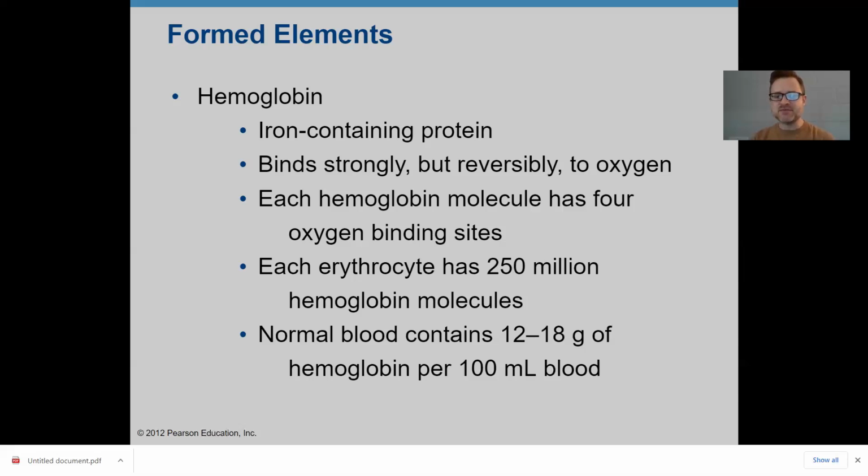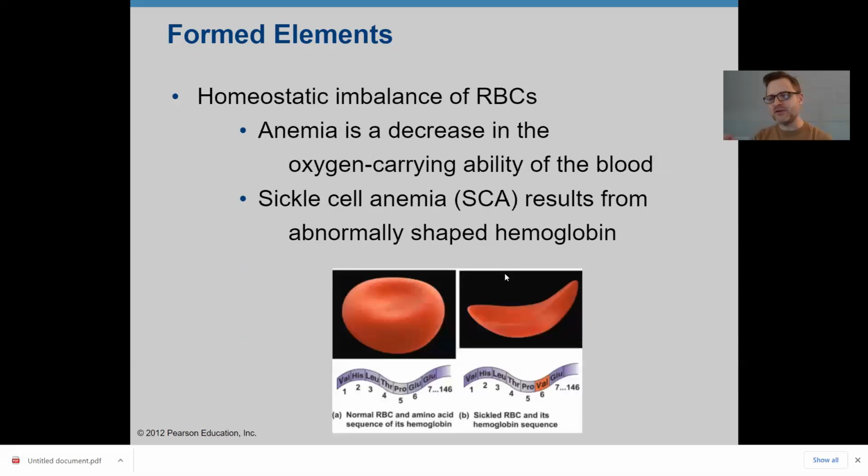Each red blood cell has 250 million hemoglobin molecules. Don't worry about memorizing that number, but they have a lot. And normal blood contains about 12 to 18 grams of hemoglobin per 100 mils of blood. If your hemoglobin levels get too high or too low, that's your red blood cell, your red count. Obviously, that's a problem. They can do a finger prick to see what your red count is.